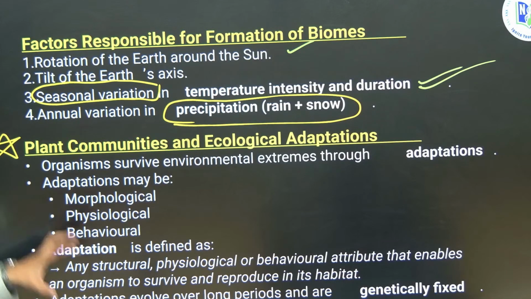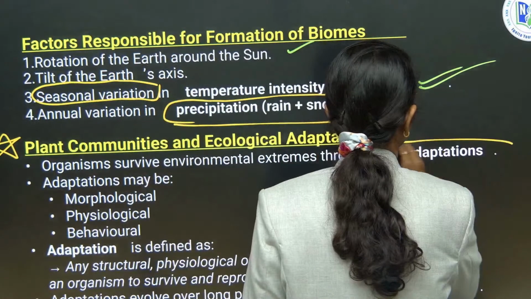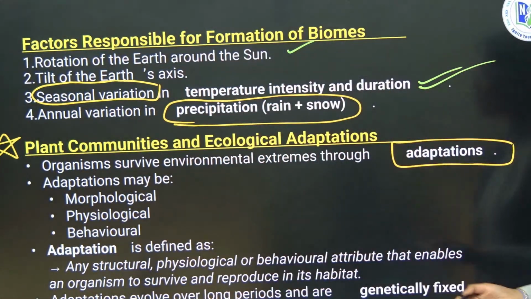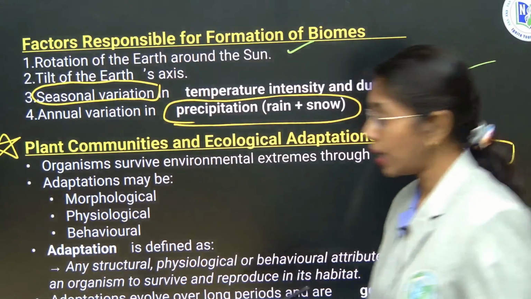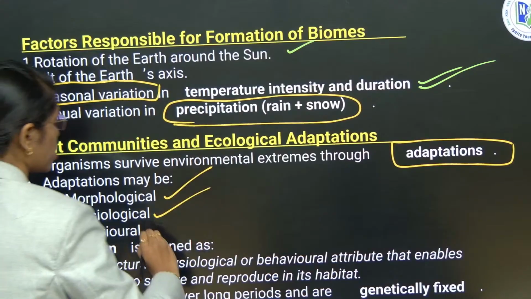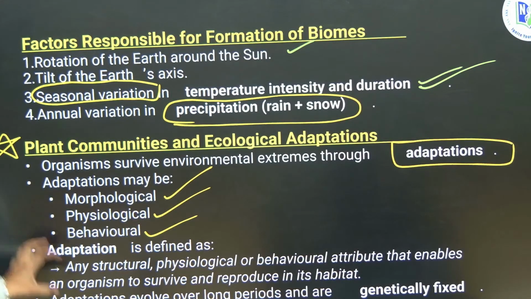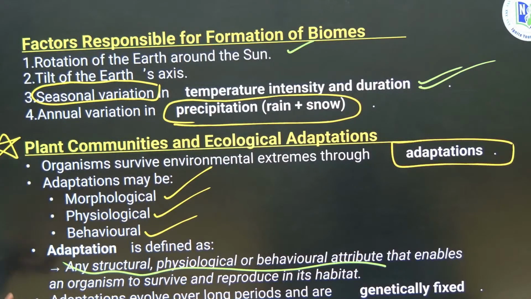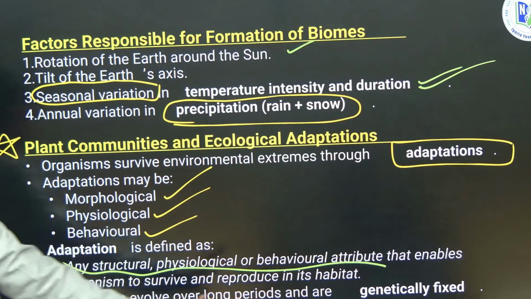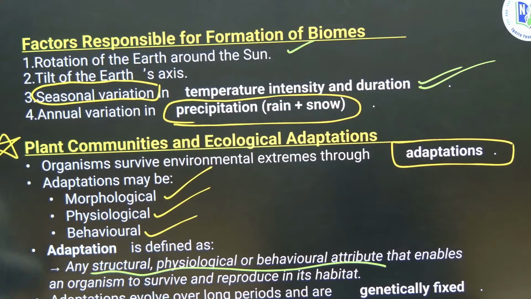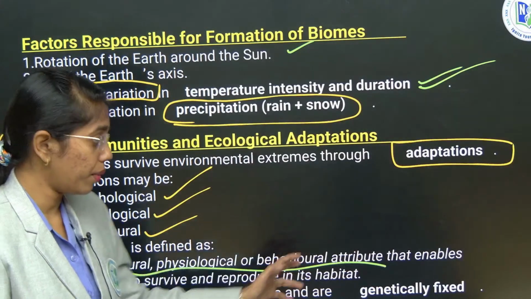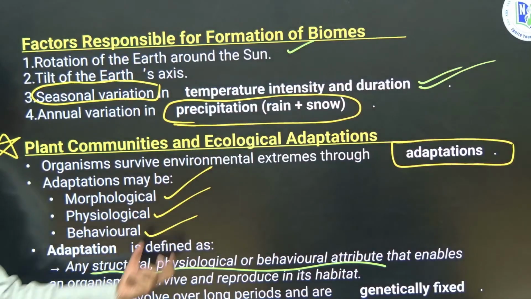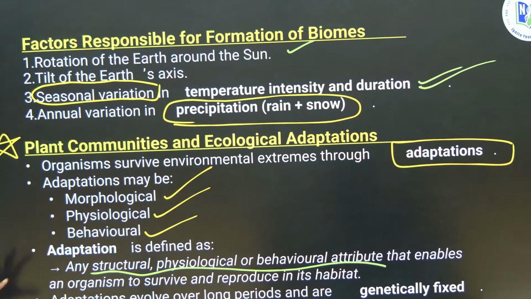Organisms will survive environmental extremes through different adaptations. The adaptations can be morphological adaptations, physiological adaptations and behavioral adaptations. Adaptation is defined as any structural, physiological or behavioral attribute that enables an organism to survive and reproduce in its habitat. That is addressed as adaptation. How is it defined? Any structural, physiological or behavioral change or attribute which enables the organism to survive and reproduce in any habitat is addressed as adaptation.